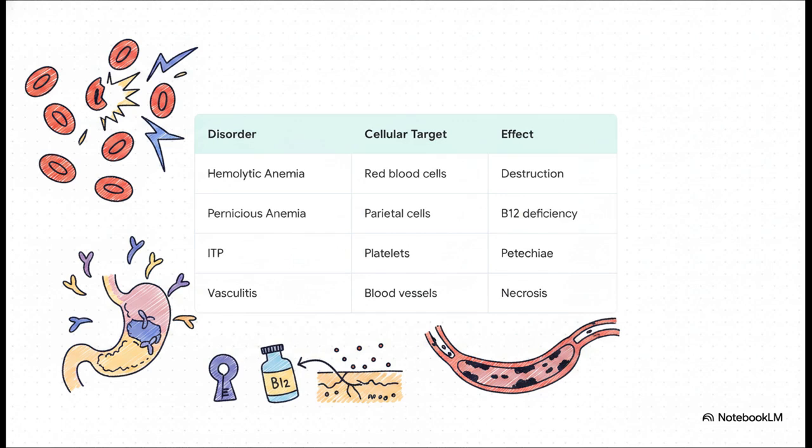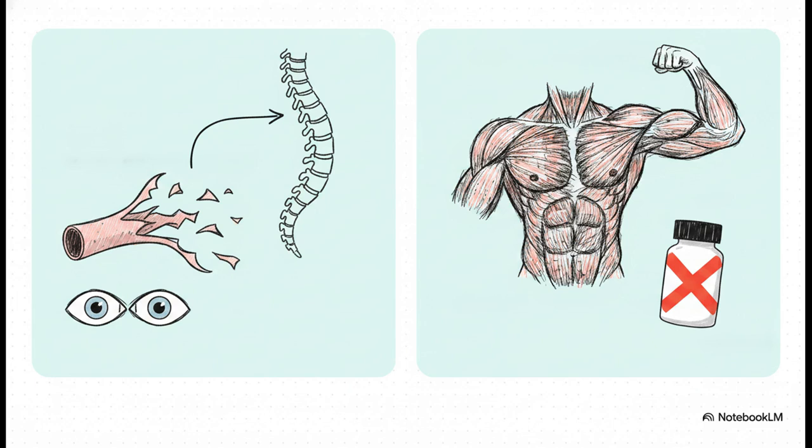Then there's idiopathic thrombocytopenic purpura, or ITP. This condition drops your platelet count, causing pinpoint bleeding under the skin called petechiae. And finally, vasculitis causes the actual walls of your blood vessels to inflame and necrose, which means they die off. It's absolutely crucial to understand the stark structural difference here when autoimmune diseases cause physical weakness.